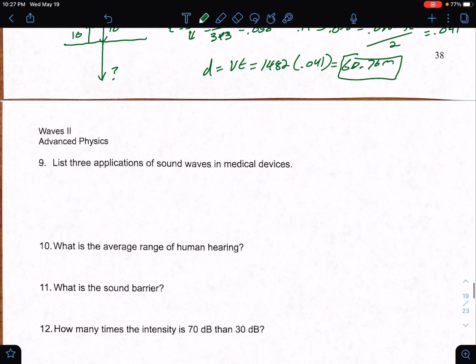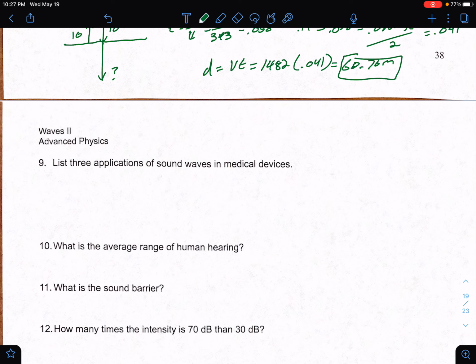9, list 3 applications of sound waves in medical devices. Okay, so that'd be something like a stethoscope, what you hear heartbeats with, ultrasounds, and also cochlear implants to basically help with hearing.